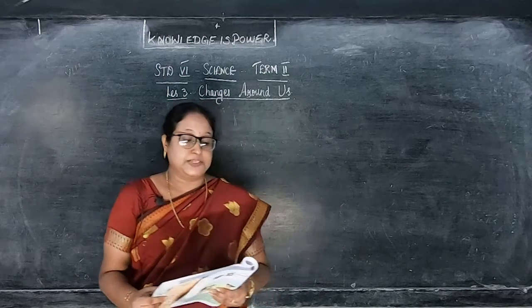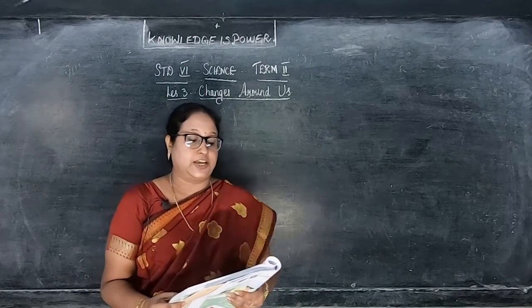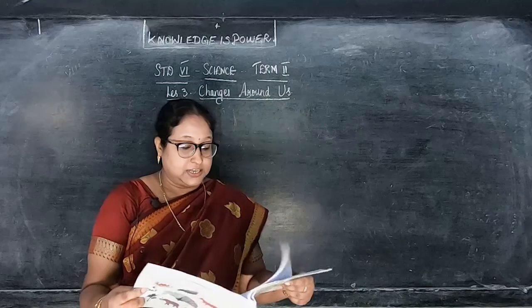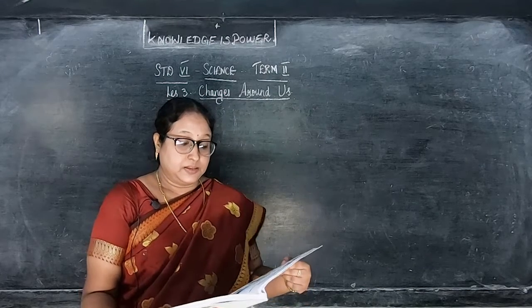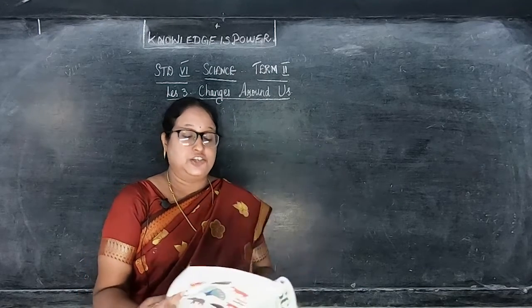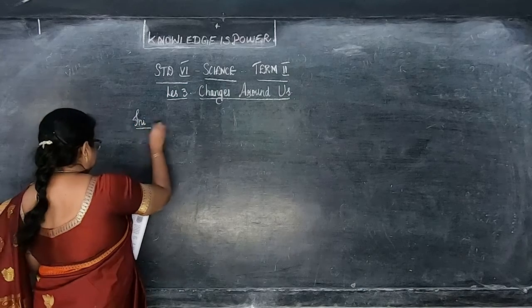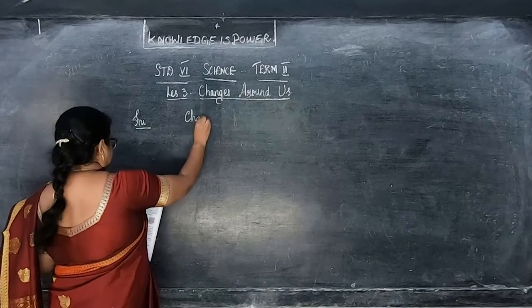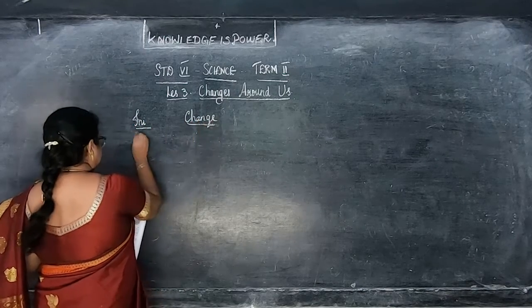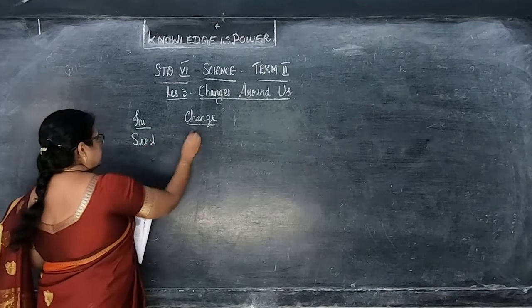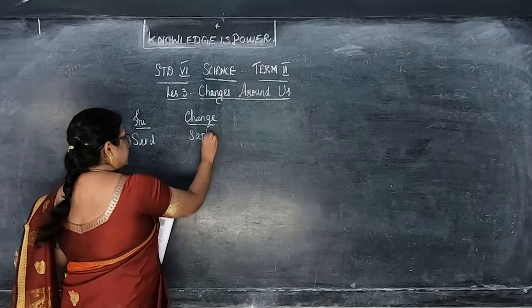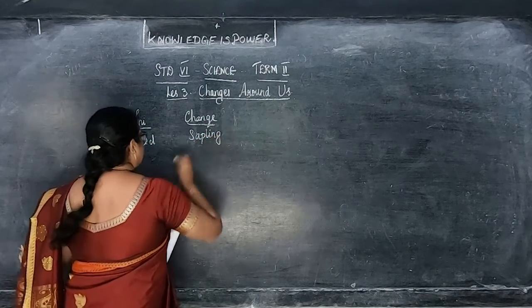So we'll start with the lesson that is changes around us, page number 33. Now first you can observe the pictures in the previous page and fill in the gaps they have given, children. See here. That is the initial stage and the changing stage. First they have given seed. What is the change there? Seed changes into a sapling, okay, into a plant.